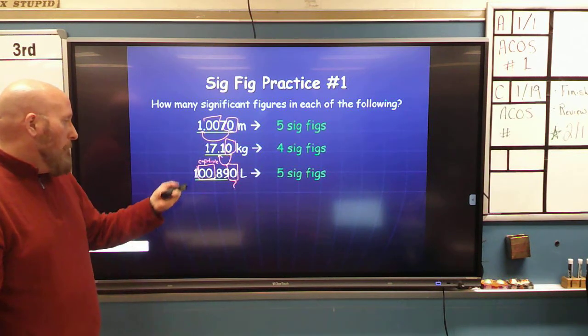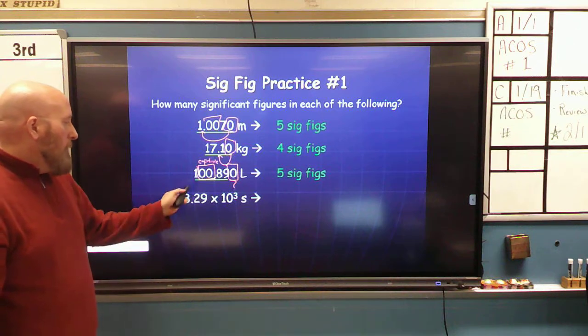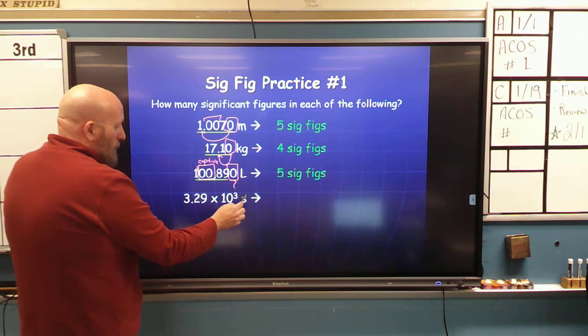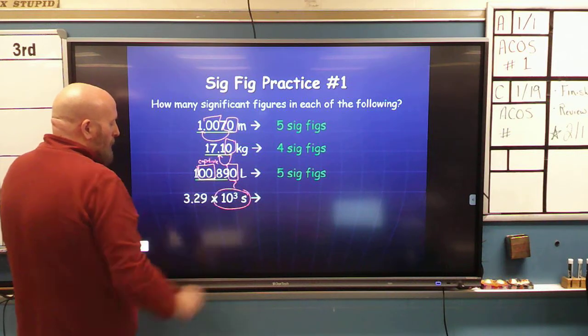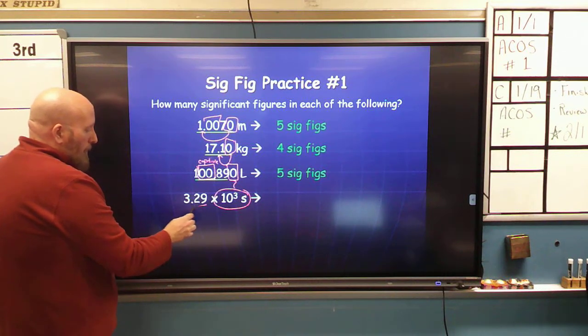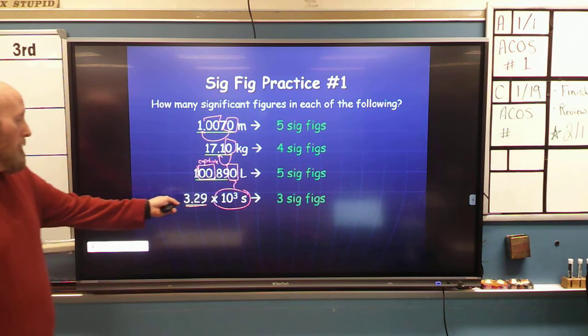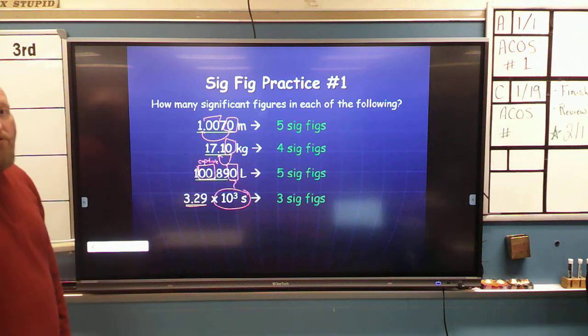All right, try one more. 3.29 times 10 to the third seconds. Okay, forget this right here. Ignore this. We'll talk about this later. How many numbers are there? I see 3, don't you? And all 3 of them are non-zero, so those 3 count.